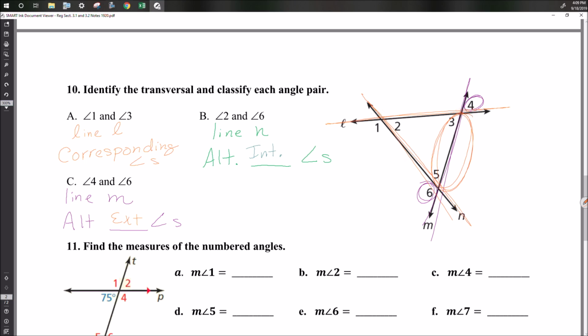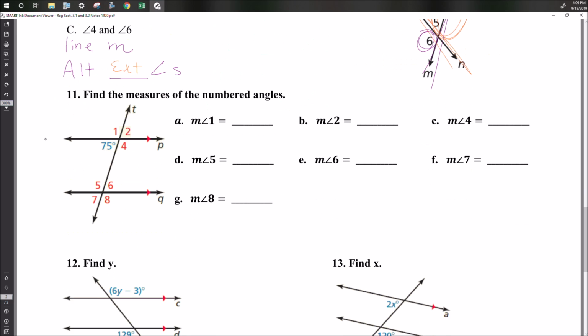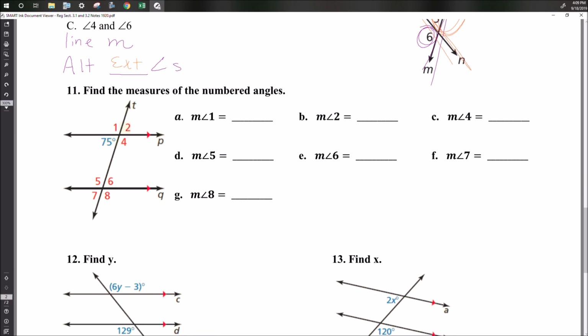Okay, so we're almost done with these things. For number 11, we're told this angle right here is 75 degrees. And since that angle is 75 degrees, that's going to help me find some other angles.